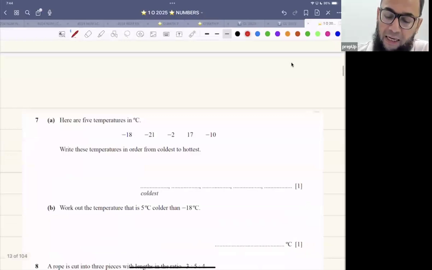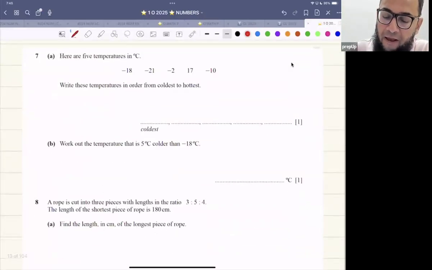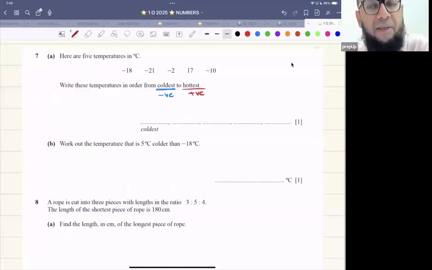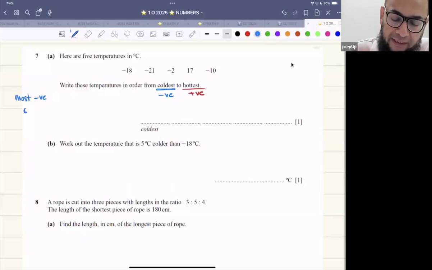Temperature. Here are 5 temperatures. Write down the temperatures in order from the coldest to the hottest. So the coldest should be the negative one. The hottest should be the positive ones. And maybe if they all are negative, the most negative is the coldest. So remember this, most negative is the coldest, and most positive is the hottest.